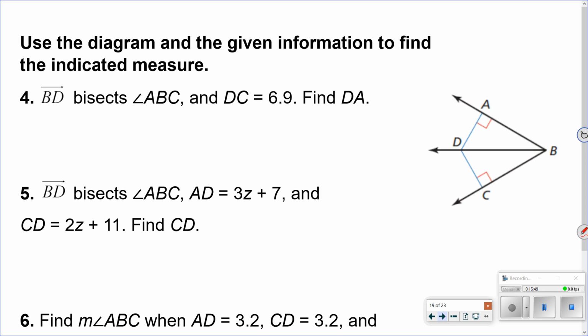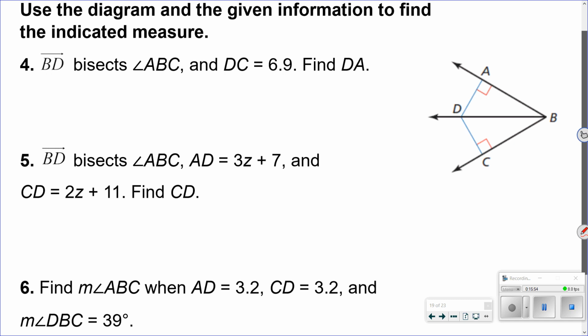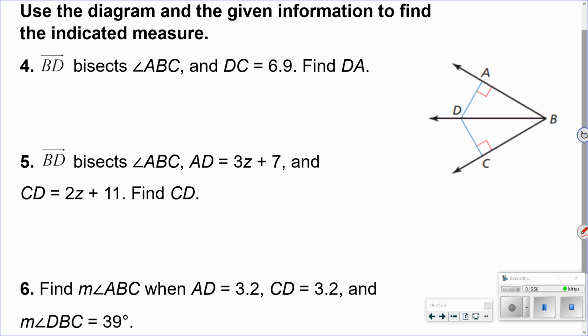I want you to try these three. I'll slide this down so you can see them all on your screen. So pause it, try these three, and then I'll go through them with you so you can check your answers.